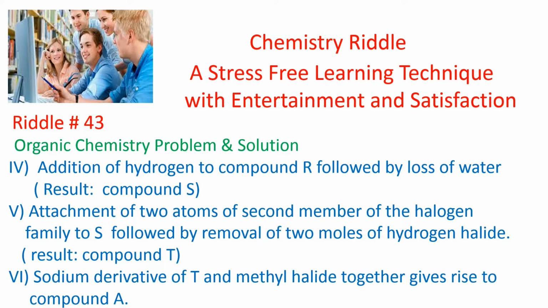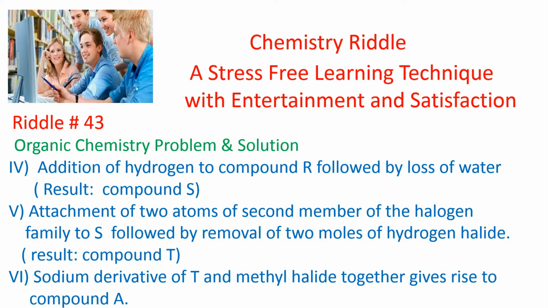Fourth point, addition of hydrogen to compound R followed by loss of water and the result is compound S. Fifth point, attachment of two atoms of the second member of the halogen family to S followed by removal of 2 moles of hydrogen halide and the result is compound T. Sixth point, sodium derivative of T and methyl halide together give rise to the compound A.